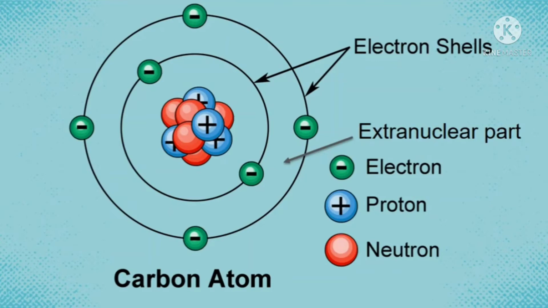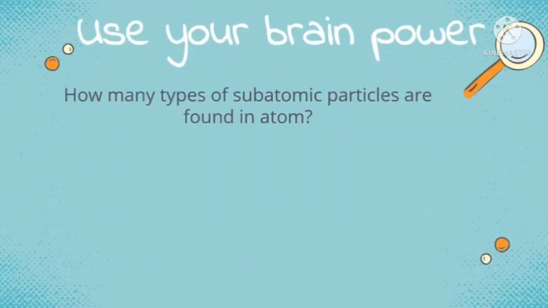And the extranuclear part between the two shells is shown, and the black circles are to be called the electron shells. The first shell is known as shell K, second shell L, third shell M, fourth shell N. In this way we can give the numbers, or we can say the letters, to the shells.